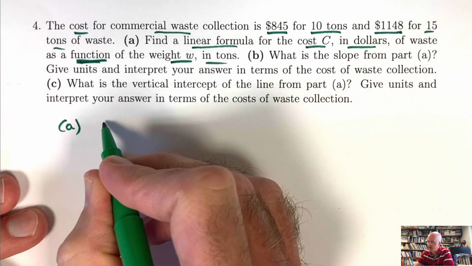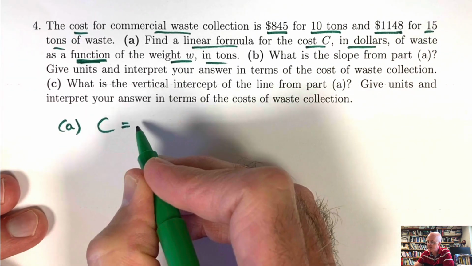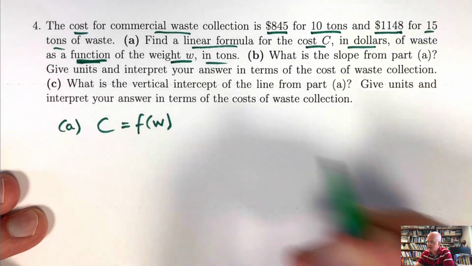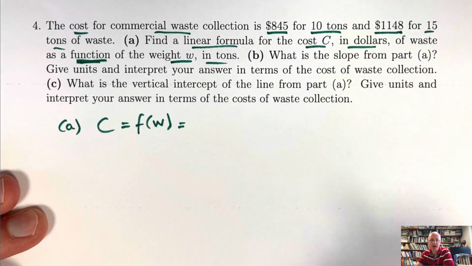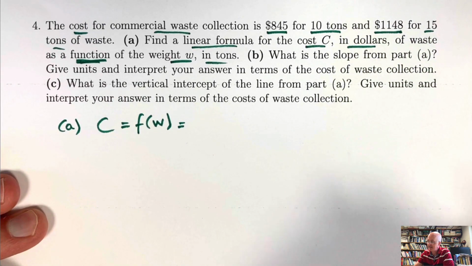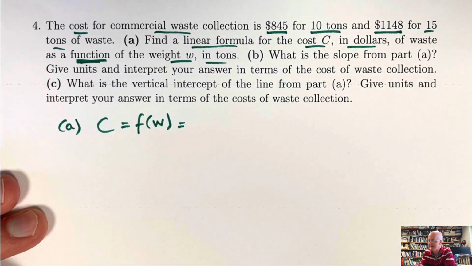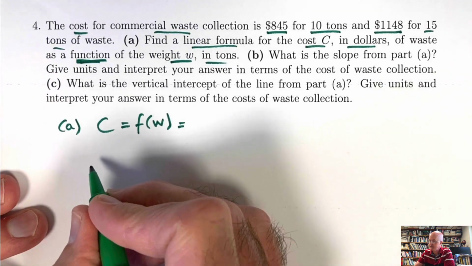So I want the cost, C, to be a function of the weight W. C equals F of W. Okay? It's going to be a linear function. That's the assumption here. Is that reality? Well, it's the background assumption. You'd have to check into the way the waste collection does their business to see if it matches reality. It's certainly a natural thing to do, but you'd have to look into it to see if it matches reality.